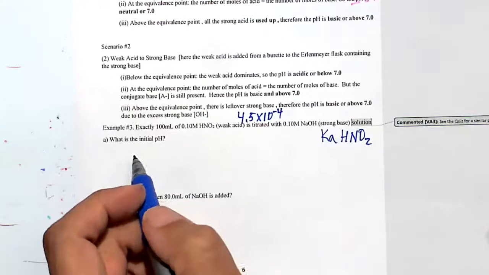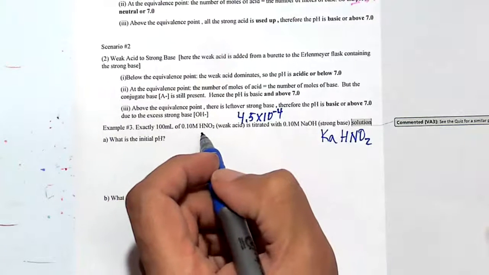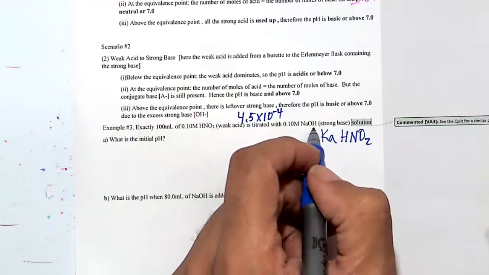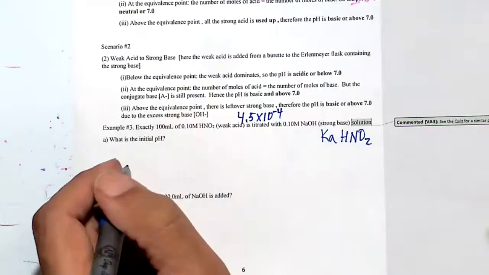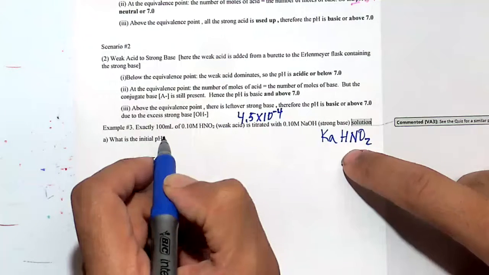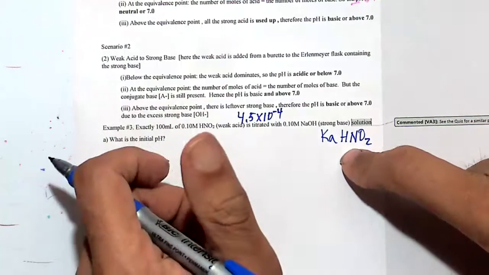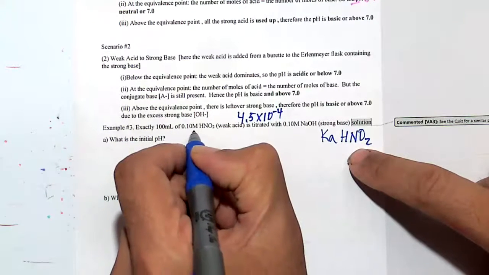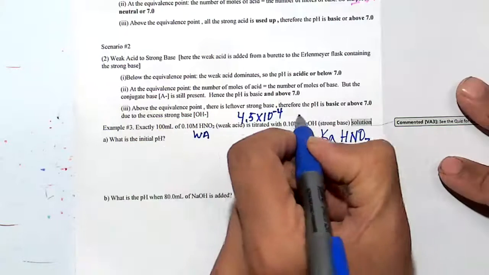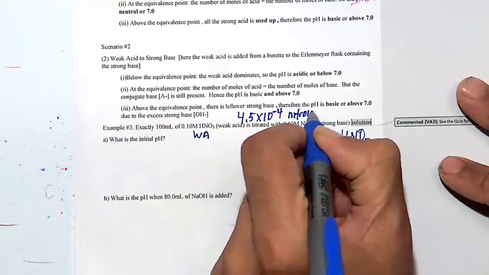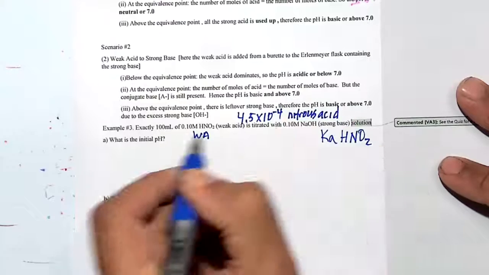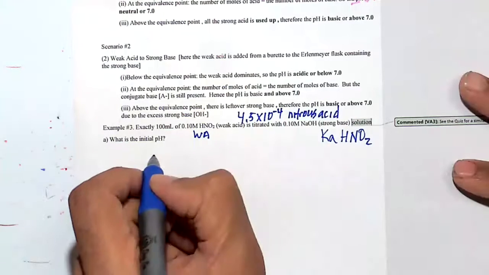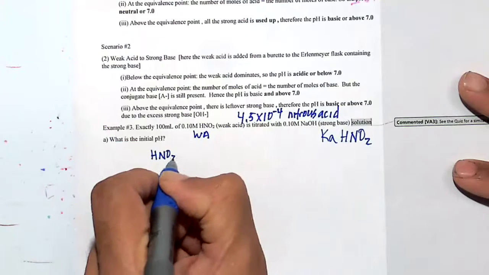Exactly 100 milliliters of 0.10 molar HNO2 is titrated with 0.10 molar NaOH, strong base. Okay, so what is the initial pH? The reason why I asked Joshua back there to search for this is because HNO2 is a weak acid. This is called nitrous acid, by the way. So the initial pH, nothing is added. So you will just do your ICE table.